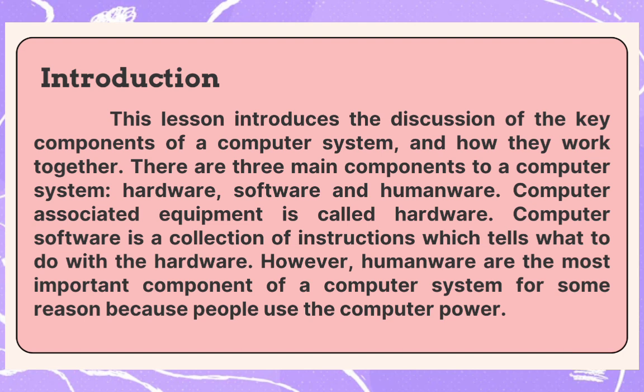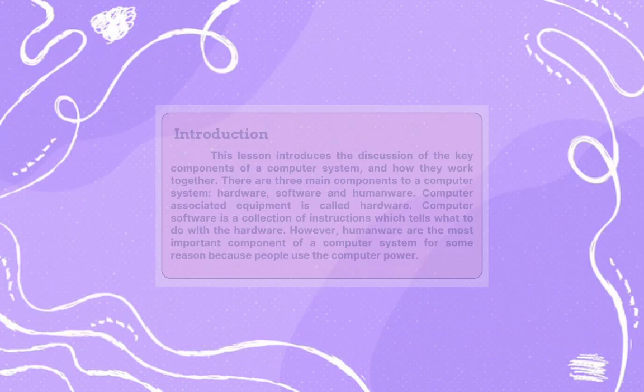This lesson introduced the discussion of the key components of a computer and how they work together. There are three main components to a computer system: hardware, software, and humanware. Computer-associated equipment is called hardware. Computer software is a collection of instructions which tells what to do with the hardware. However, humanware is the most important component of a computer system, because people use the computer power.